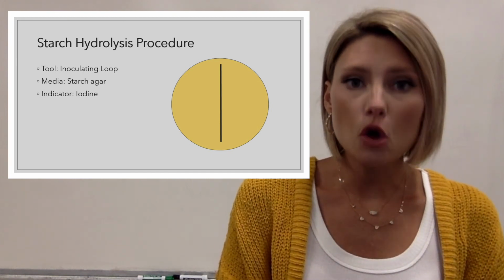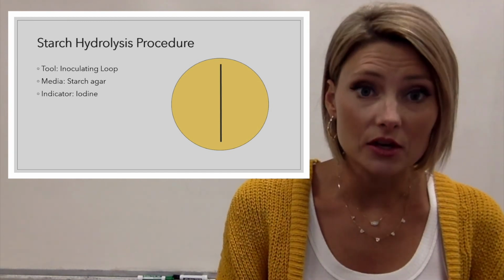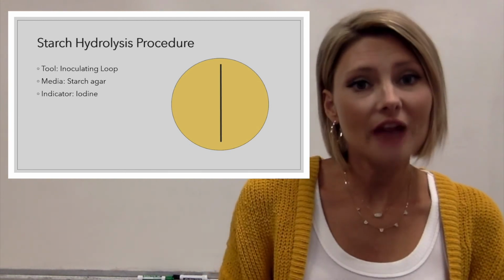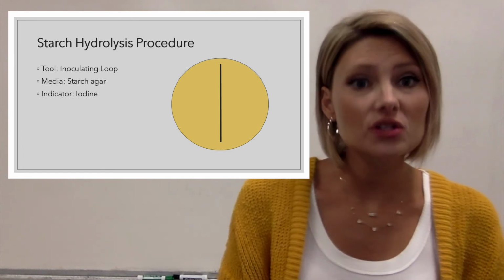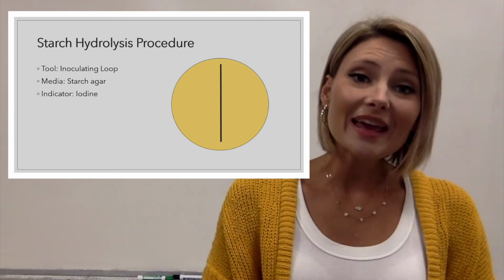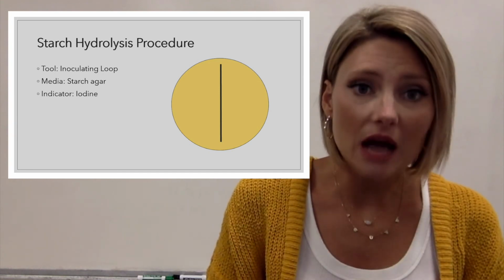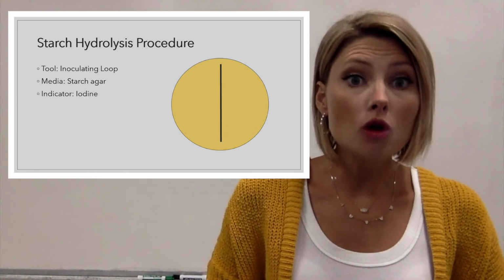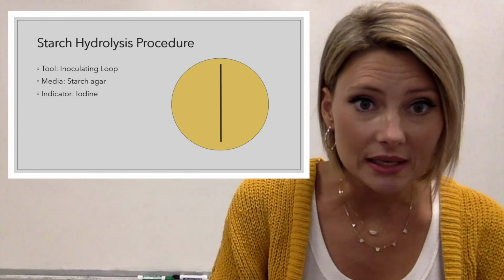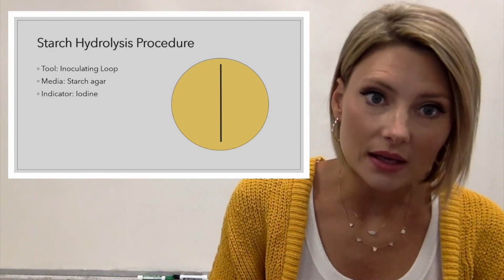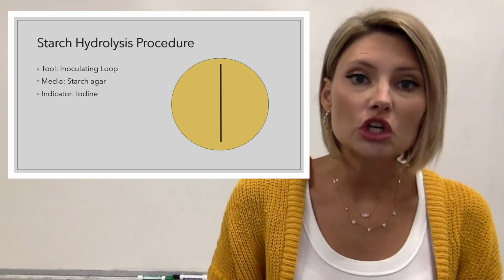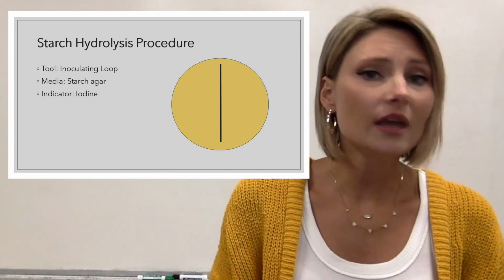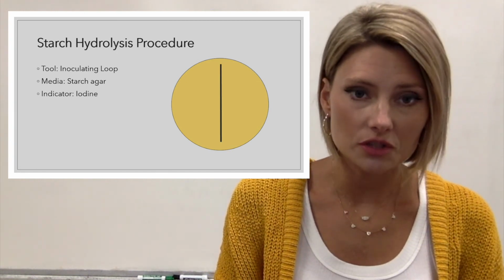To read the results, we are going to need to add an indicator to the plate. The indicator is iodine. Iodine reacts with starch and turns black. So if our bacteria did not produce amylase and did not hydrolyze the starch, all of the starch should still be in the plate. So when we add the iodine, the entire plate should turn black. That means that all the starch is there and our bacteria did not hydrolyze the starch.